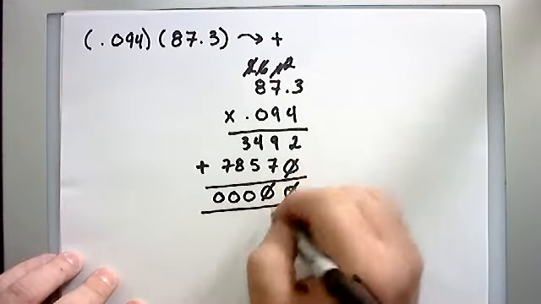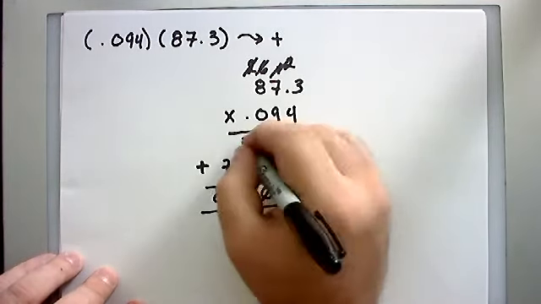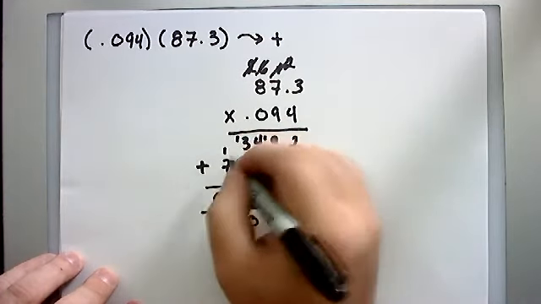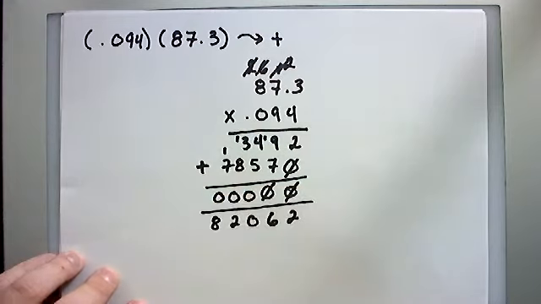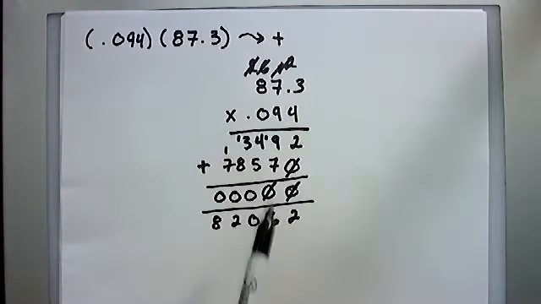2, 9 and 7 is 16, carry the 1. 4 and 5 is 9, plus 1 is 10, carry the 1. 1 and 3 is 4, plus 8, that's 12, carry the 1. And 1 and 7 is 8. So when I multiply all these digits out, I get 82062. We know it's a positive because both numbers were positive already.